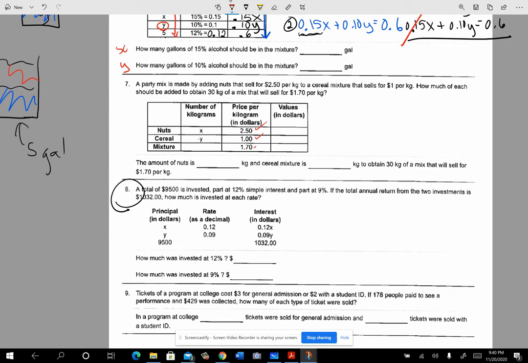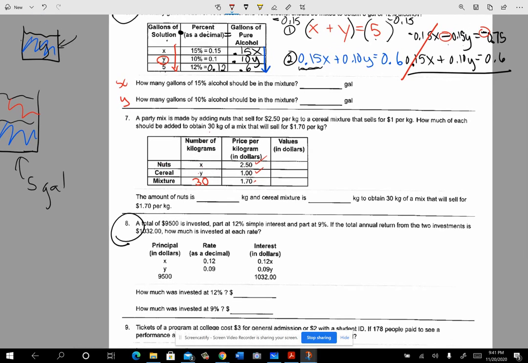All right, now, did you notice that 30 kilograms is the amount of the mixture we're aiming for? So that would be 30. And then just like on the previous problem, it would make sense to multiply the number of kilograms times the cost per kilogram. So that would be 250. We don't know how many nuts at this point, but the cost would be 250 times the number of kilograms. The cost for the cereal would be $1 times the number of kilograms of cereal.